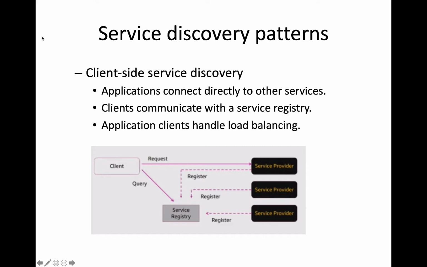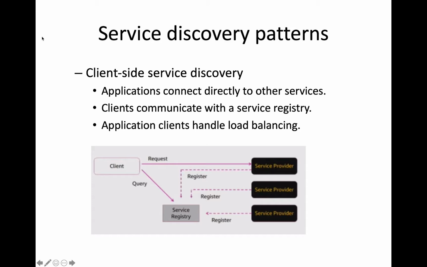The other pattern that you'll find is what we call the client-side service discovery pattern. And in this pattern, you have application services which are communicating directly to other services. And they communicate via some sort of service registry. So the idea is that when a service is launched, it will register itself with the service registry, and then any service which wants to talk to that service would look for the location of that service in the service registry. And all of the load balancing is occurring client side.